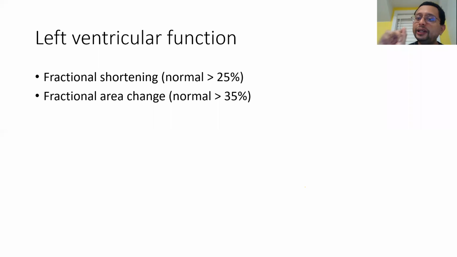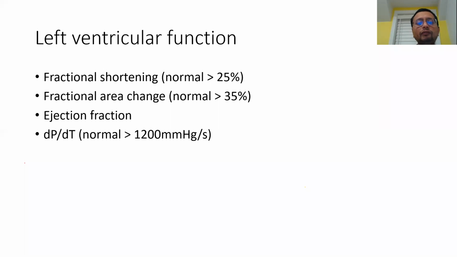Okay, that is area. Ejection fraction is volume. So left ventricular end-diastolic volume minus left ventricular end-systolic volume over left ventricular end-diastolic volume times 100. That is ejection fraction. So you have to understand the difference between fractional shortening, fractional area change, and ejection fraction, which is a volumetric calculation. Now this dP/dt, I don't think you need to know this.